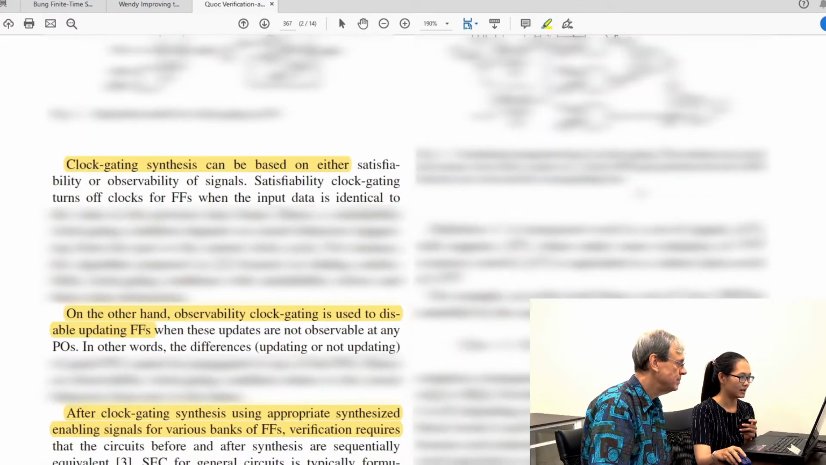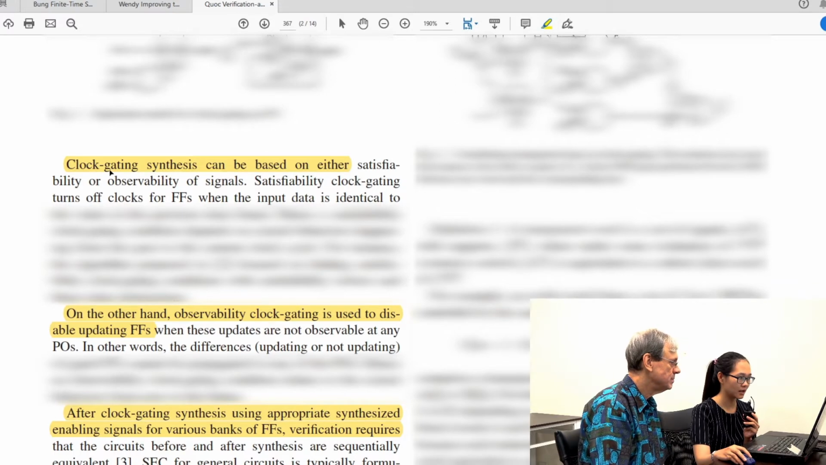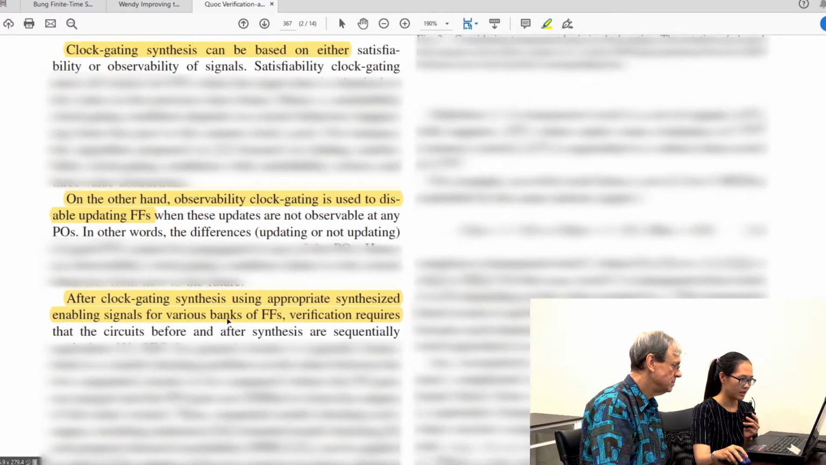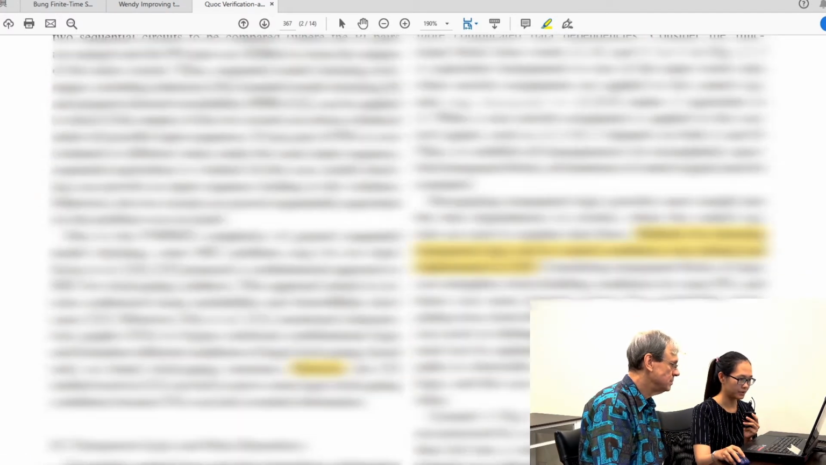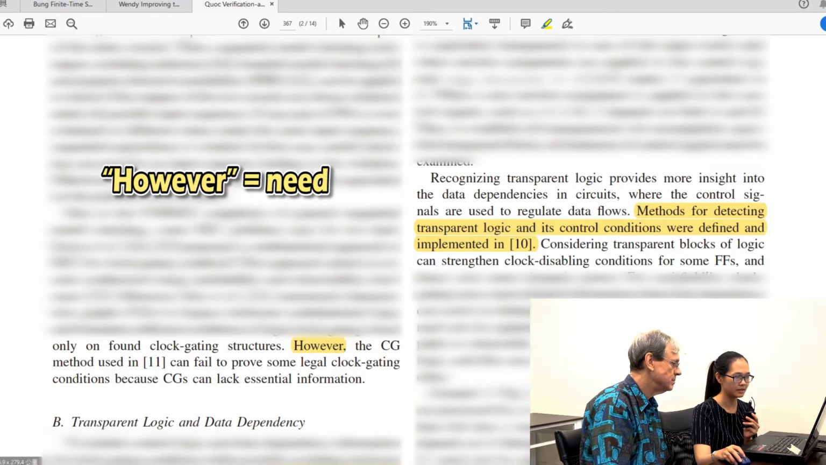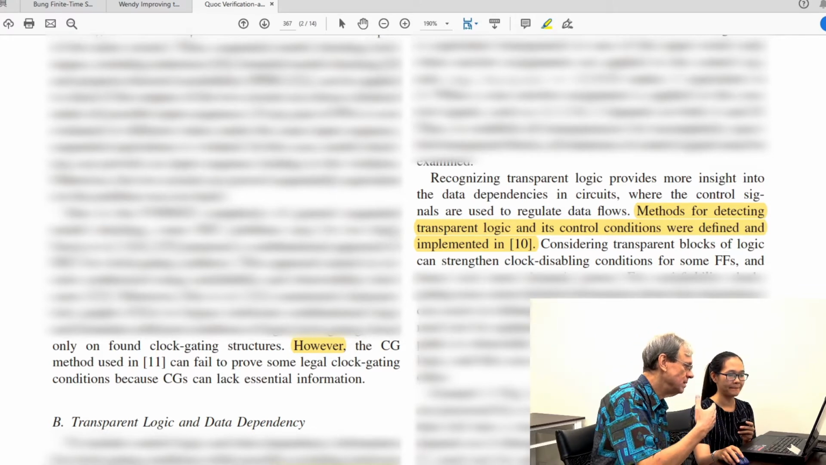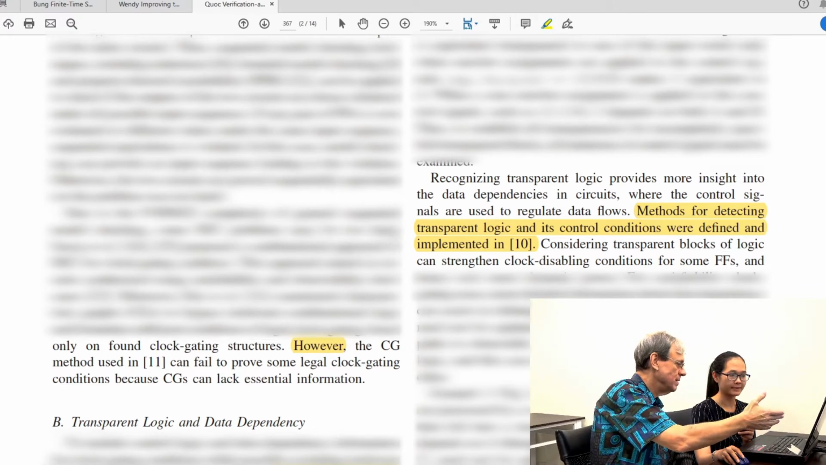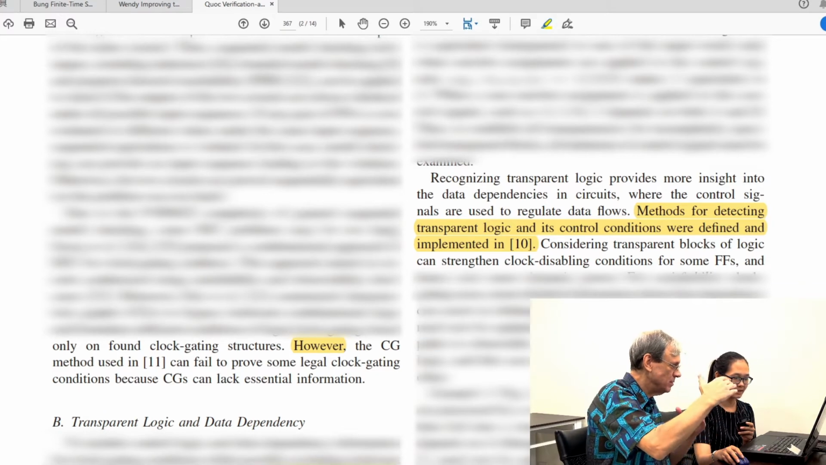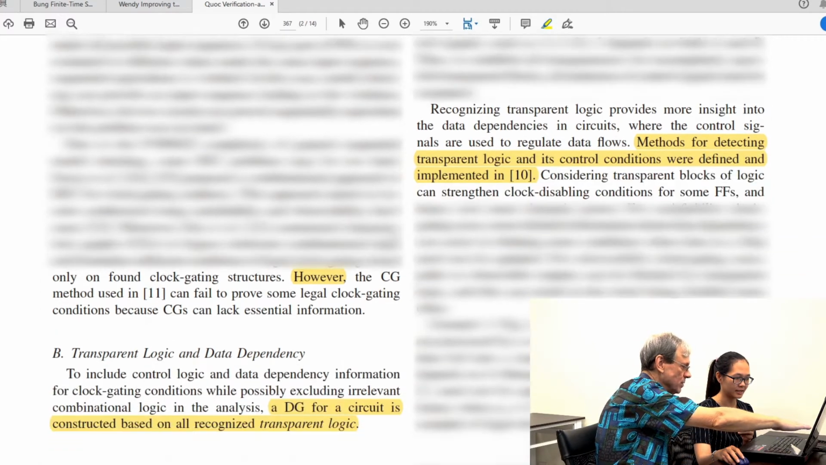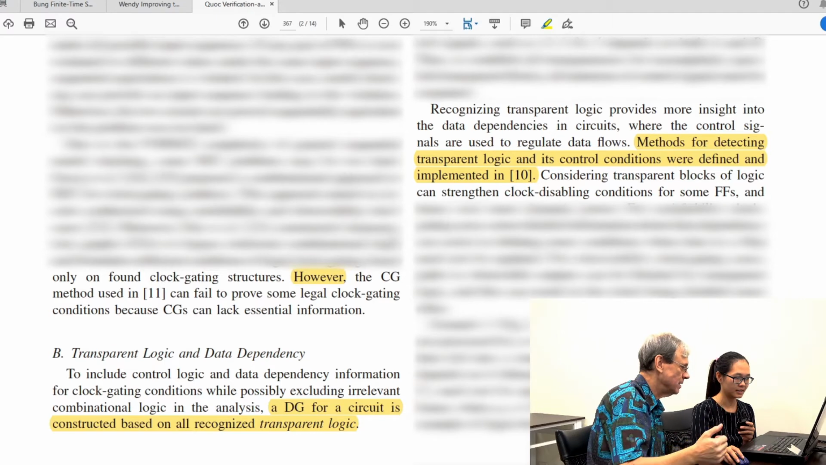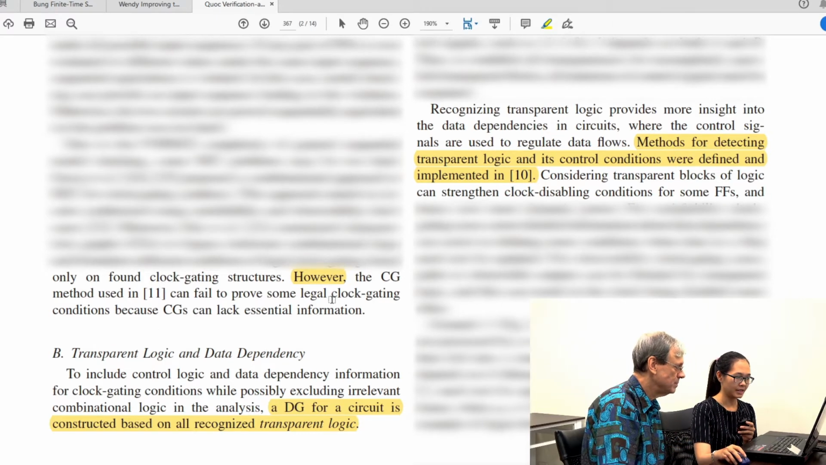And also here it says clock gating synthesis can be based on either one approach or, on the other hand, another approach. And also here is "however." So this is related to the need components. So again, we have the need shown by that "however," and normally that would be a separate section break before it goes into framework, but not in this case. In the next subsection, they mention the framework.